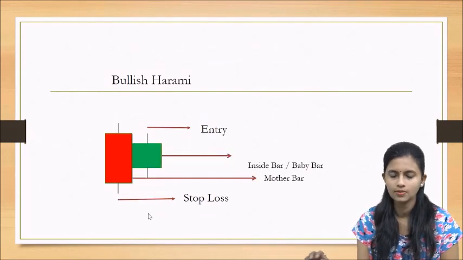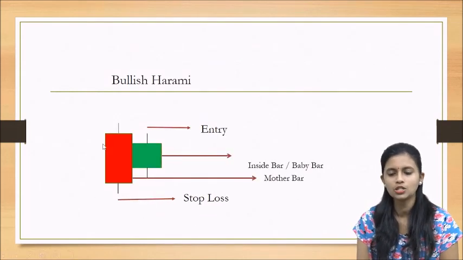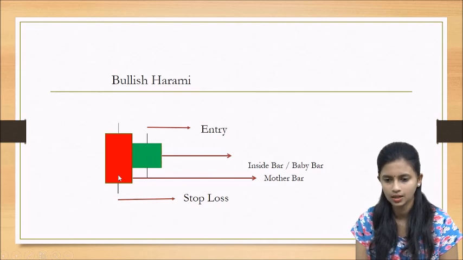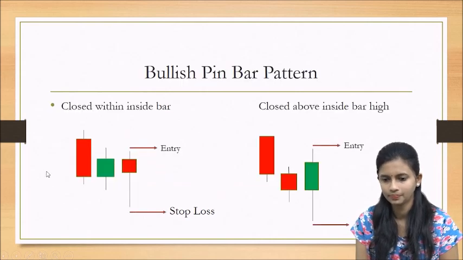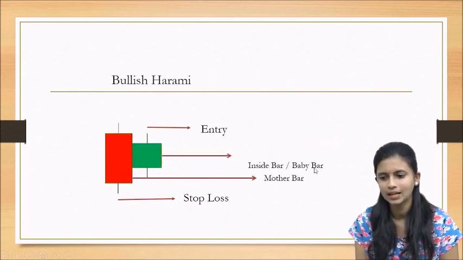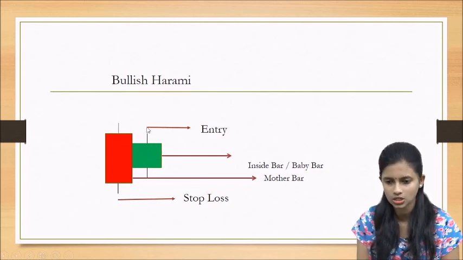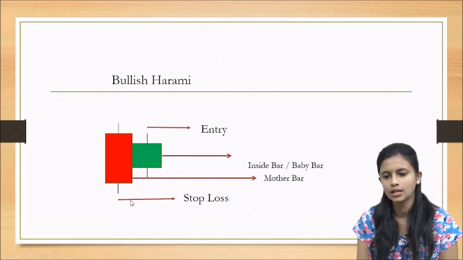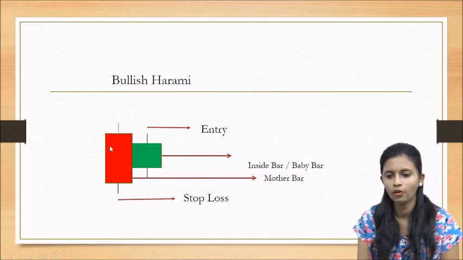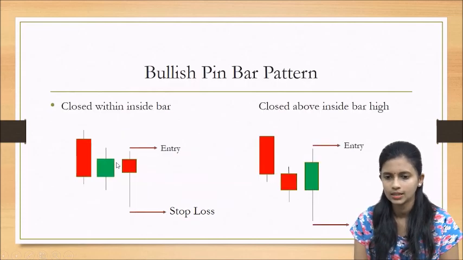Now the next trend reversal pattern is bullish harami. That is, you will have one big red candle and a green candle which is inside this red candle. That is an inside bar, or baby bar, what we call. This is a mother bar, this is a baby bar. So this green candle should be inside this red candle. Then your entry will be just above the high of this candle, and stop loss will be just below the low of this previous red candle.